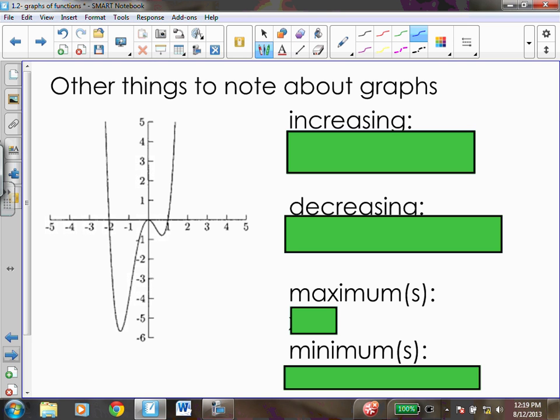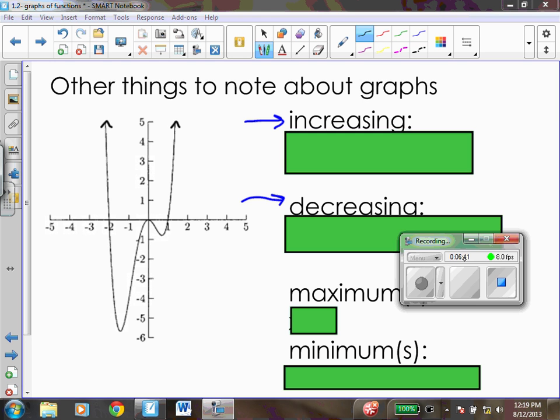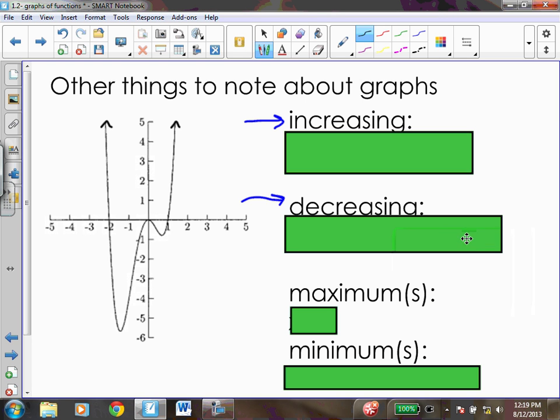We can also describe graphs with intervals in other ways. Common ways are to describe where the graph is increasing and decreasing. Sometimes it helps to use different colors to help you figure out increasing and decreasing. Again, this is a situation where I want to focus on the x values. I don't want to focus on the y's. Whenever you read a graph, you want to read it left to right.